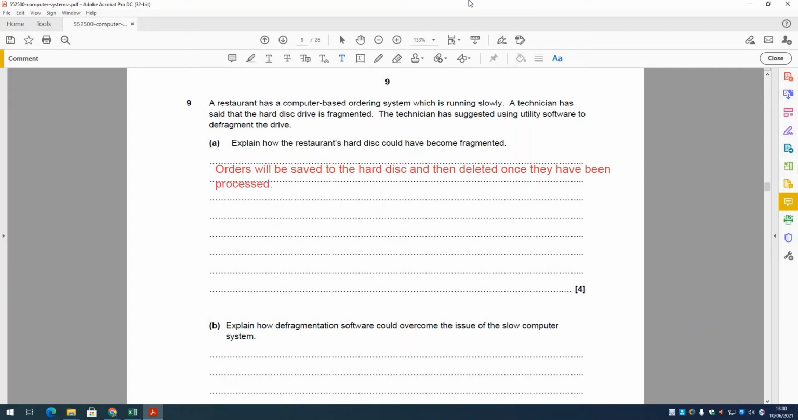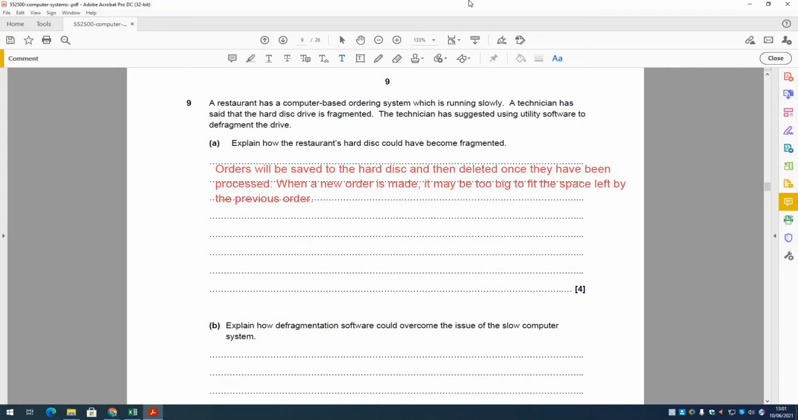Okay, then we want to talk about the fact that if that's happened, when a new order comes in, a new file is made, and it might be too big for the gap that's been left. So for example, if you just deleted a small order, then you want to fill that gap with a new order which is bigger. It won't fit. So when a new order is made, it may be too big to fit the space left by the previous order.